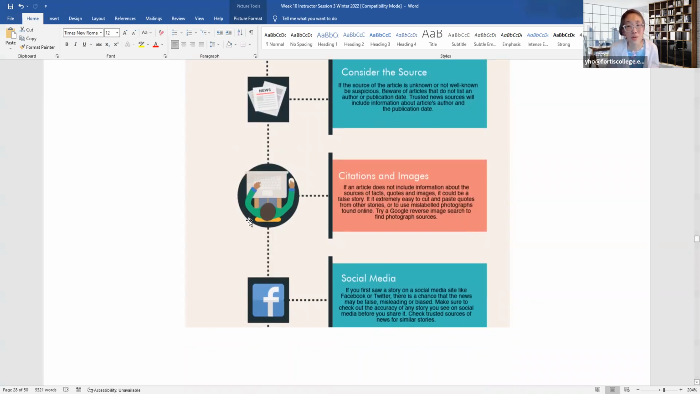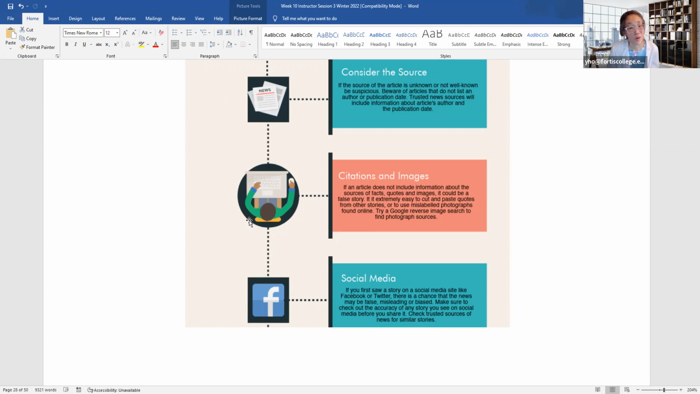Beware of articles that do not list an author or publication date. Trusted news sources will include information about the article, author, and the publication date. Citation and images: if an article does not include information about the source of facts, quotes, and images, it could be a false story. It is extremely easy to cut and paste quotes from other stories or use mislabeled photographs found online. Try a Google reverse image search to find photographic sources.